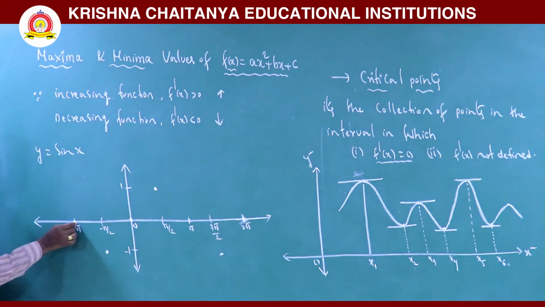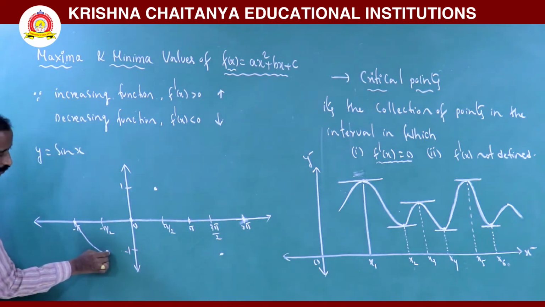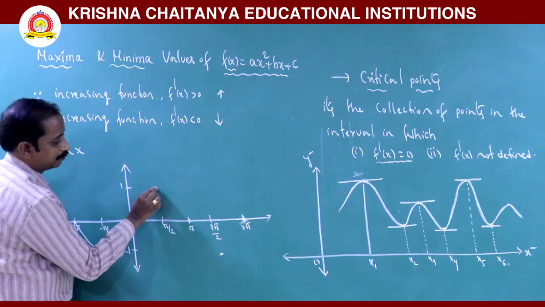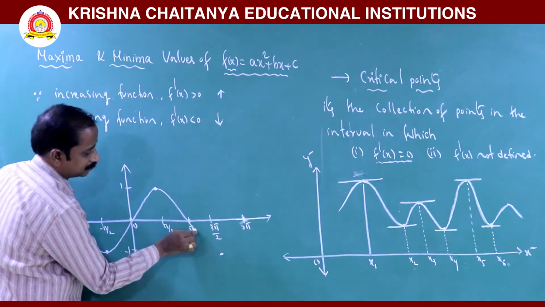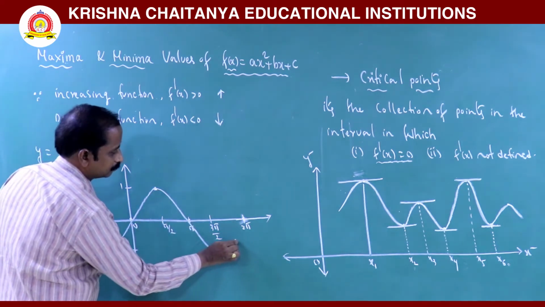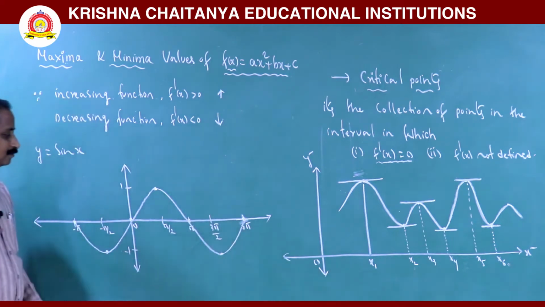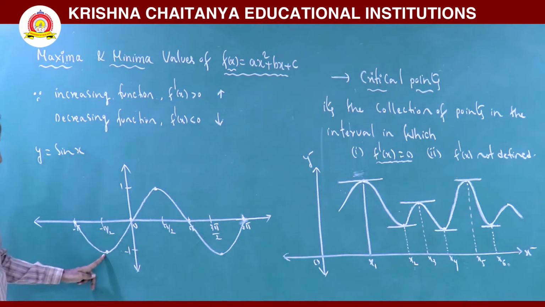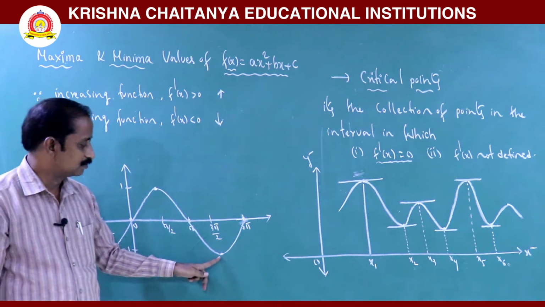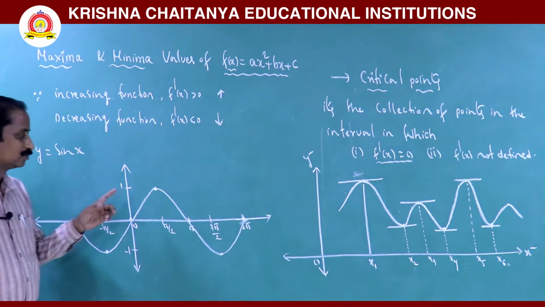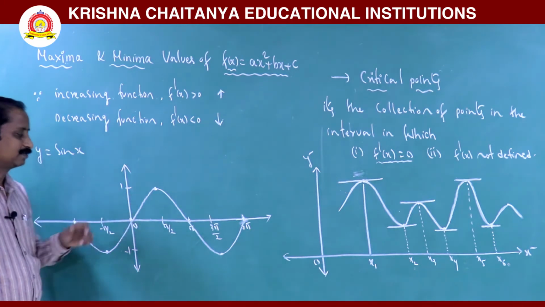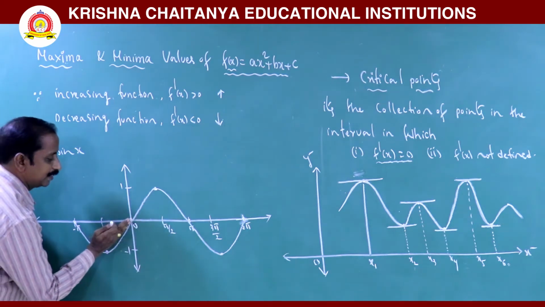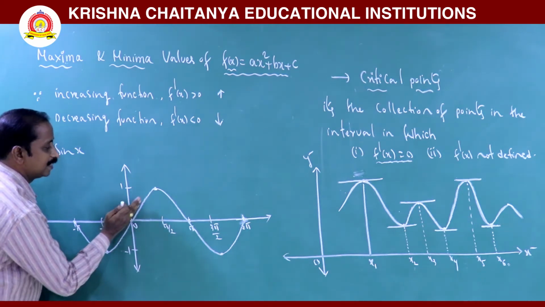If you join these dotted points with a line, this is the shape of the sin x graph. And observe, here is the greatest value, here is the least value, here also the least value. When considering greatest and least value for the graph, it is nothing but where it went up.